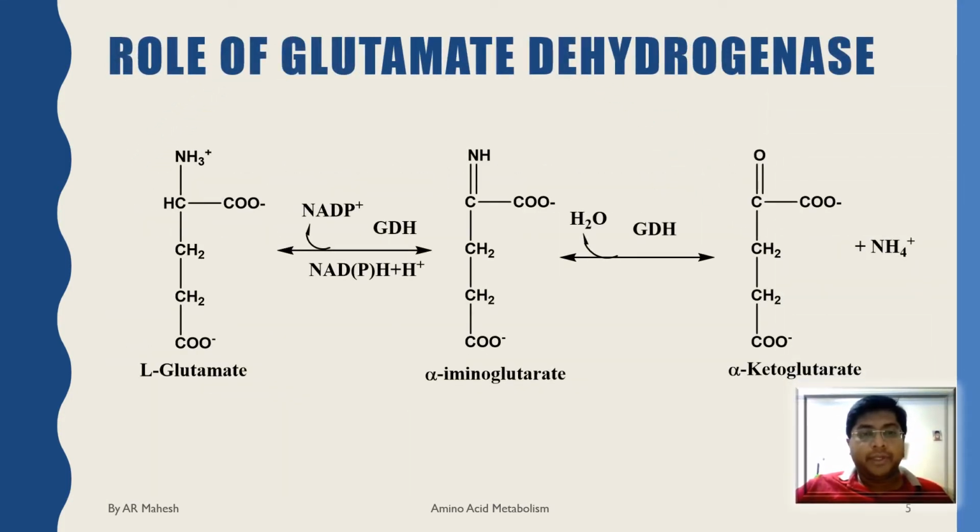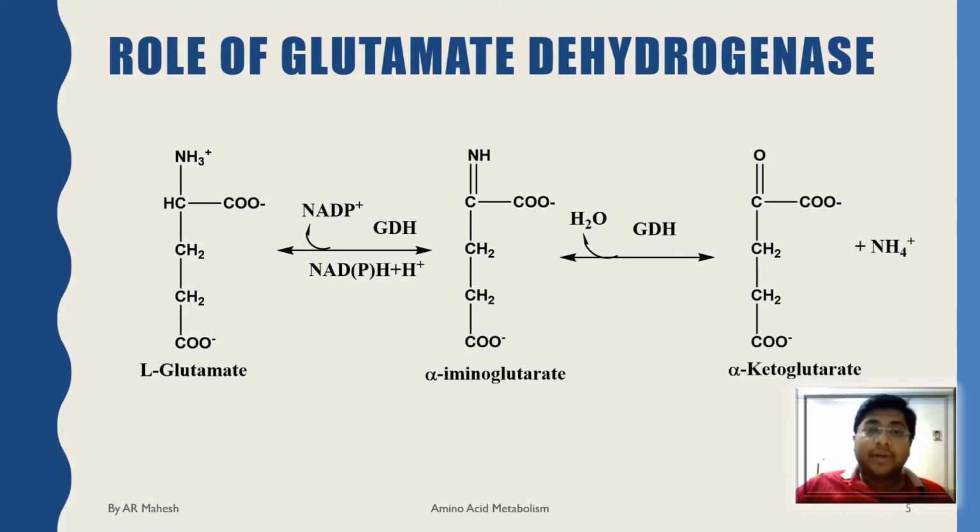Here, we need to understand the role of glutamate dehydrogenase enzyme. In the process of transamination, the amino group of most amino acids is transferred to alpha-ketoglutarate to produce glutamate. Thus, glutamate serves as a collection center for amino groups in the biological system. Glutamate rapidly undergoes oxidative deamination.